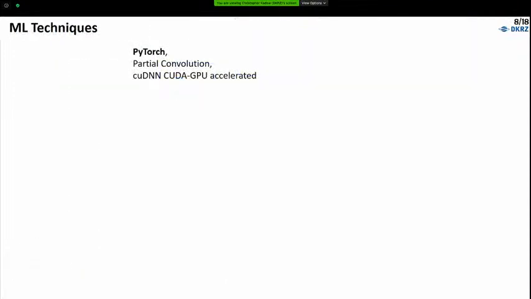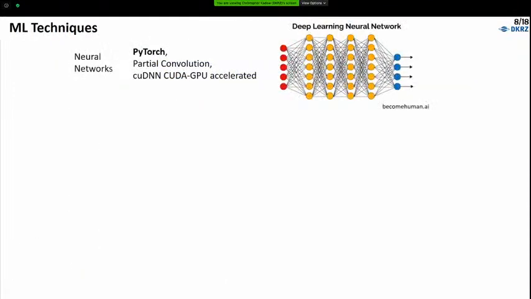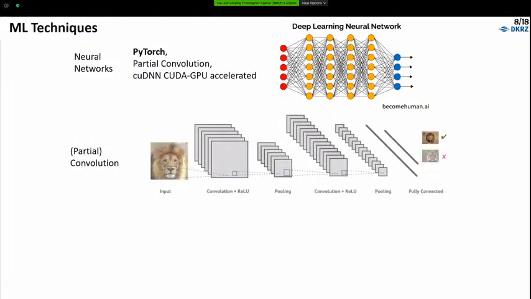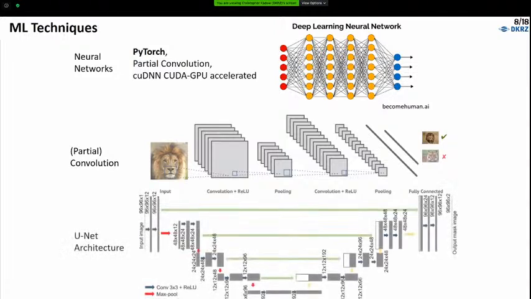Okay, so the technique is written in PyTorch. It uses partial convolutions, a CUDA-accelerated deep neural network. I think we discussed it in the seminar a lot. So it convolutes down, gets the information. Basically, you can say it's a classification task. So it can say if it's a dog or a cat. I just wanted to say dog and cat here.